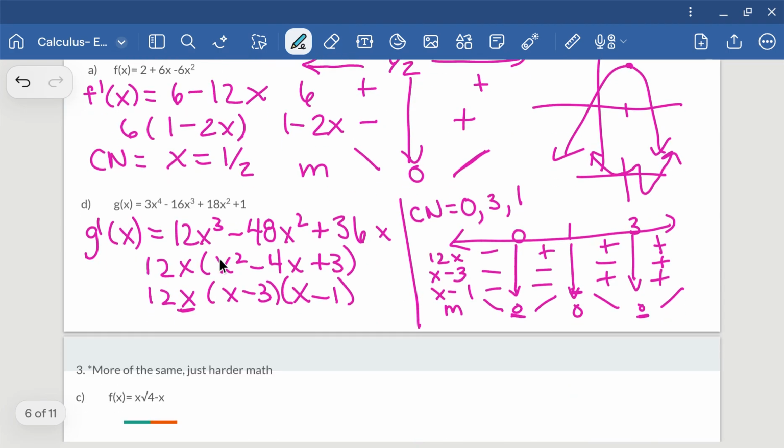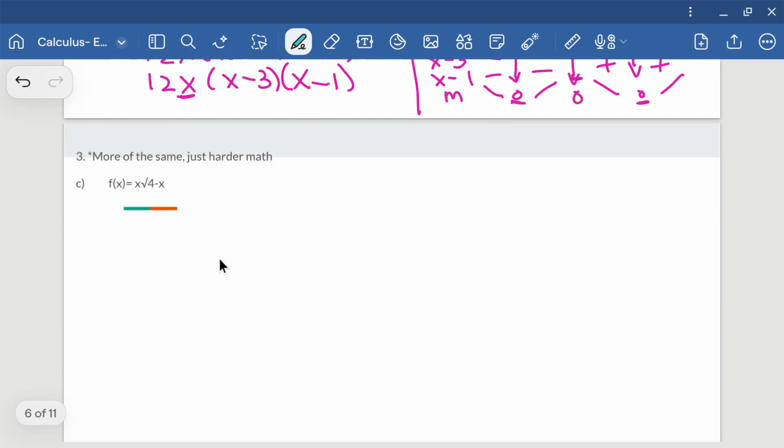If you look at question number 3 of your book, and this is 3C, all of question 3 is very, very similar, except like it's listed there, the math is just a little bit harder. So for instance, in this one you still want to find your local min or your local max, so we would still be doing the same thing. I would still want to find f prime of x.